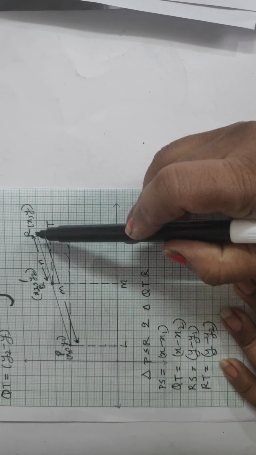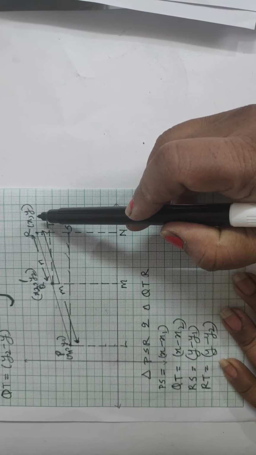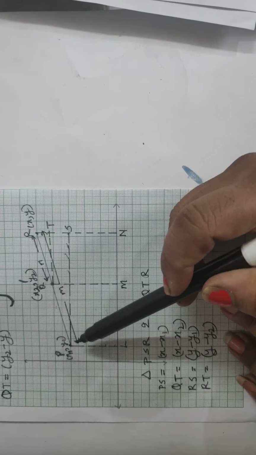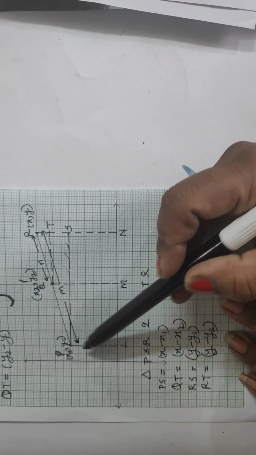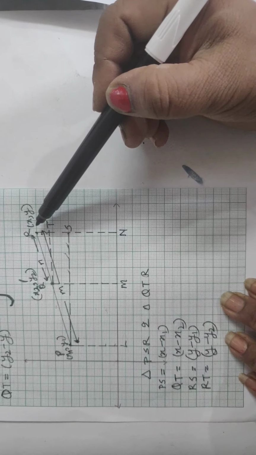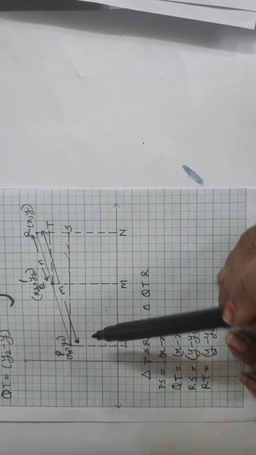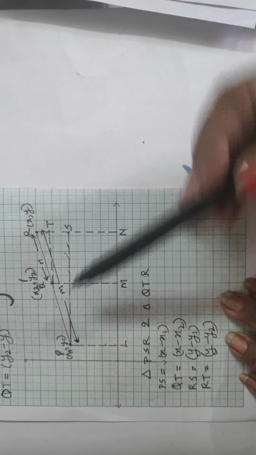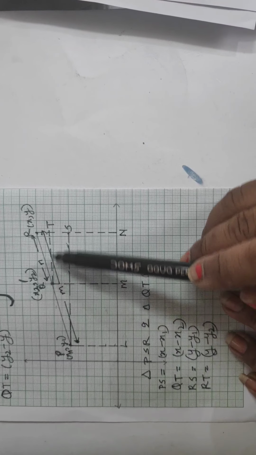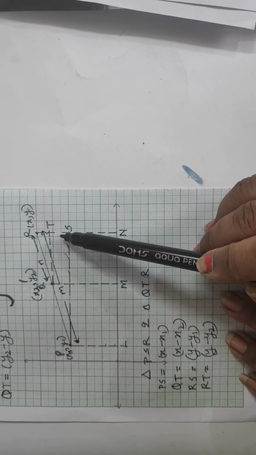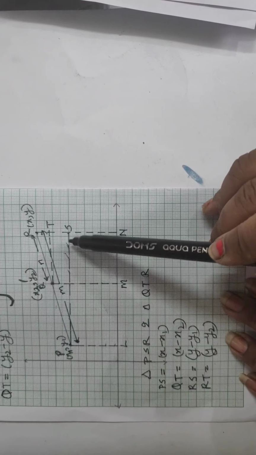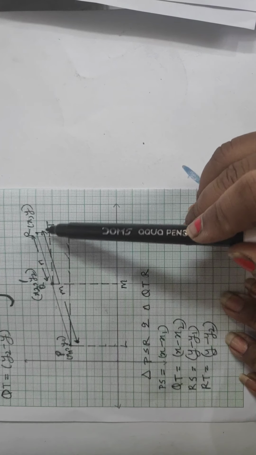Now we need to find out the section formula for when the point is given externally. Again, we will draw a perpendicular from point P, that is PL, from point Q, that is QM, from point R, that is RN. Again, we will draw a perpendicular on RN from point P, that is PS, and from point Q, that is QT. Clear? Now we have two triangles again, that is PRS and QRT.